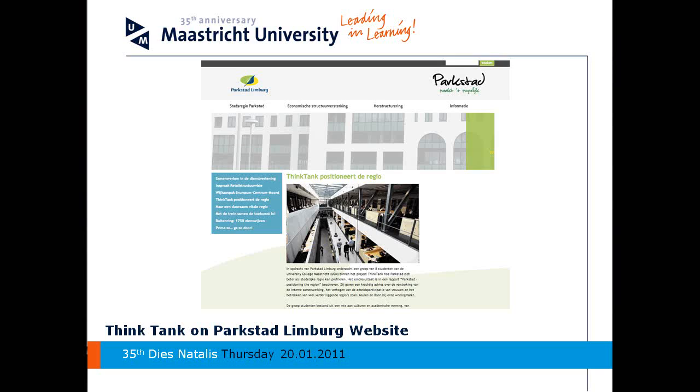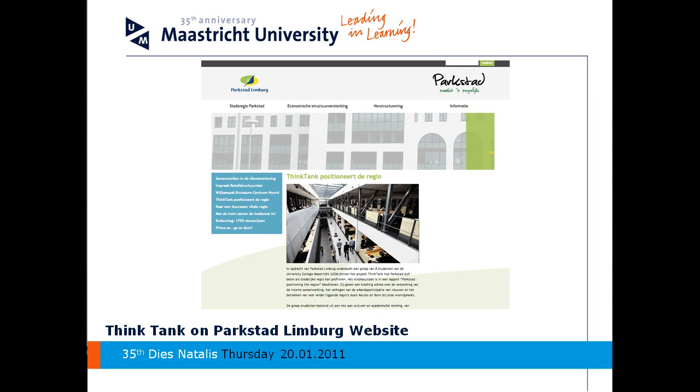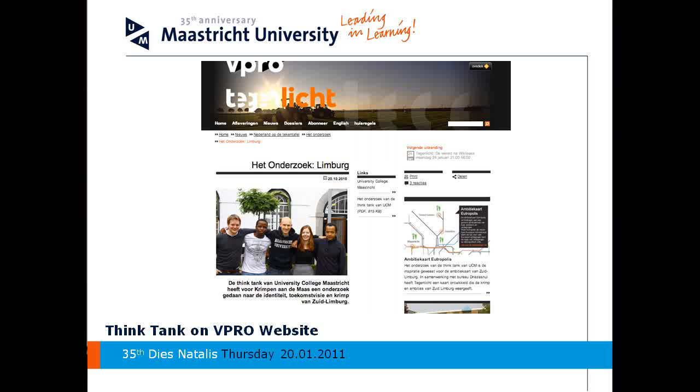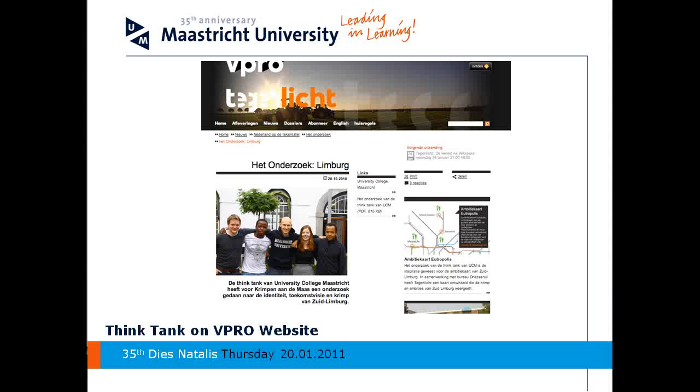And this is very nice for students, because students are always thinking, well, I learned something, what happens with what I've learned, I don't see the results. And we have a lot of results we can show. For example, this is a screenshot of the website of Parkstad Limburg. You see in the middle, think tank position in the region. So we see, well, they're proud, we have done something. Again, on the Dutch television website, you see a very nice picture of us. And again, you see, well, we have achieved something.